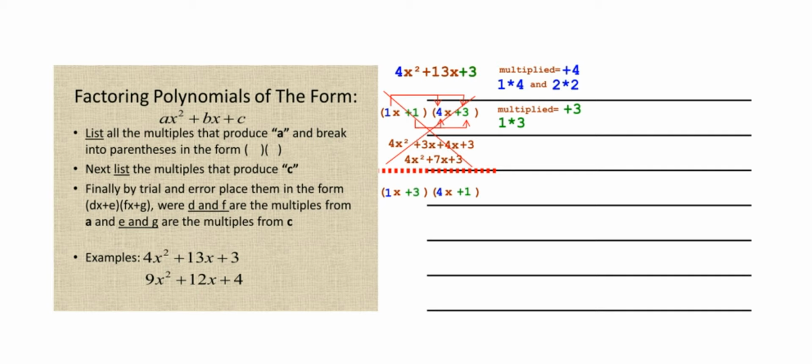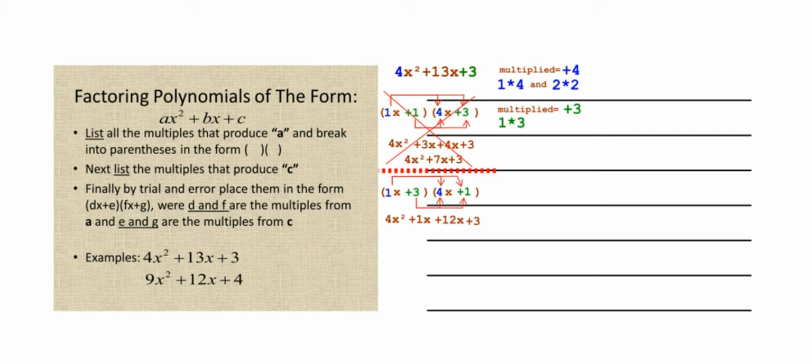If this doesn't work, we're going to have to try the 2 and 2 repeated for the 1 and the 4. We're going to replace the 1 and the 4 with 2 on both of them instead. But let's see if it works. If it works, we don't have to worry about it anymore. So let's distribute: 1x times 4x, 4x squared. 1x times 1, 1x. And 3 times 4x, 12x. Hey, it's looking pretty good, right? And 3 times 1, 3.